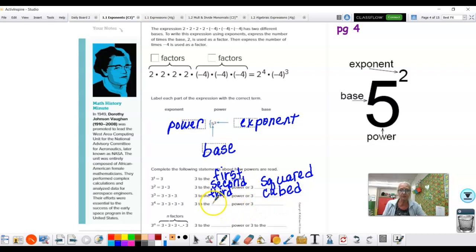This one has 3 to the fourth power. And then they want to make the point that you can say 3 to the power of 4. If anybody wants to sound bougie, you could do that. And then down here they're saying 3 to the nth power, or 3 to the power of n. Next page.